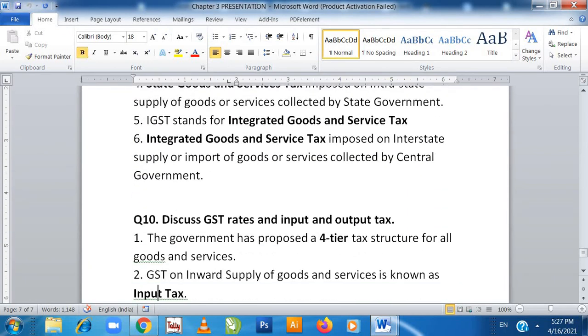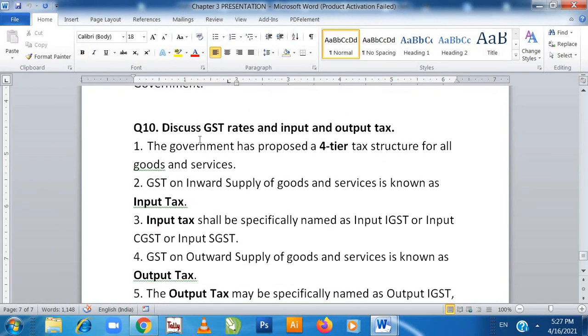Now we are going to the last question, that is discuss GST rates and input and output tax. Now GST, the government has proposed a 4-tier tax structure for all the goods and service. So we have a 4-tier tax structure. Now GST on inward supply of goods and service is known as input tax. So whatever inward supply comes under input tax, shall be specifically named as input IGST or input CGST or input SGST.